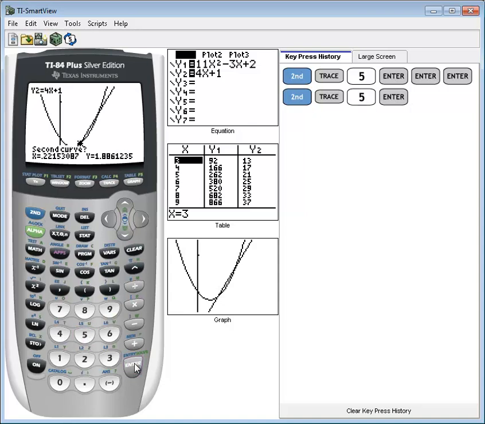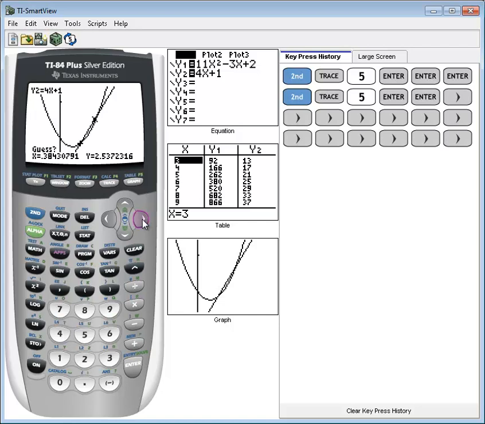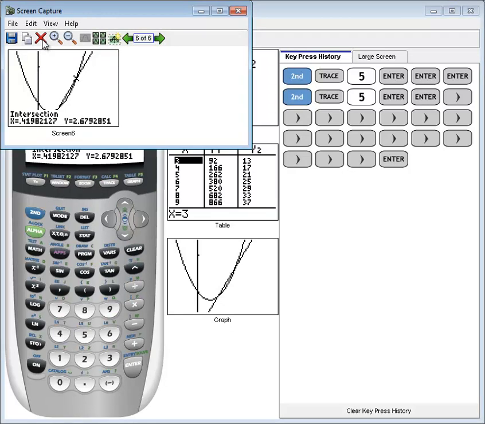First curve y1, second curve y2. But this time we've got to move our cursor closer to this other point of intersection. Otherwise it'll just go back to the other one. Press enter, and there we go. There's our second solution. X equals that.